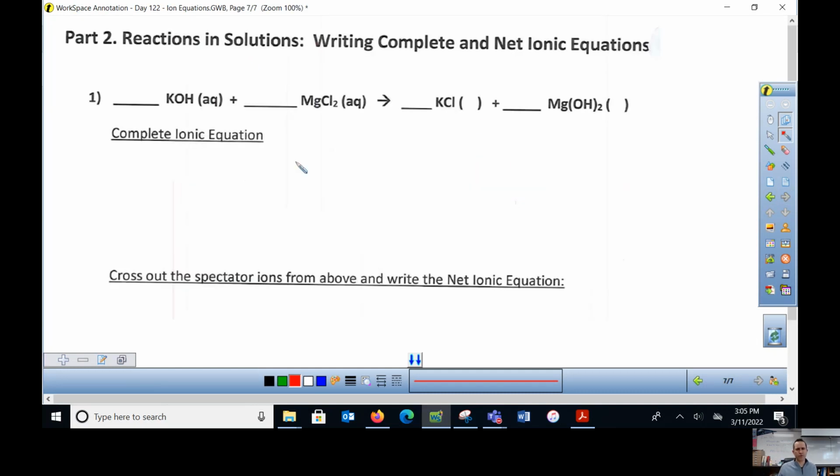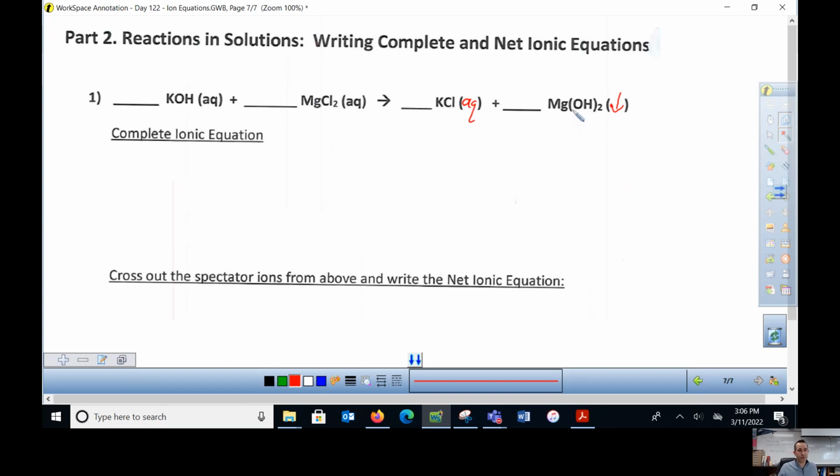For part 2, I already have the complete chemical equation written for us. So the first thing you need to do is look at your pink sheet and figure out which one of these products is going to be a precipitate. KCl is going to be aqueous. We can look that up on the pink sheet. And if you look up magnesium hydroxide, you would see S. So it's a solid, so that's a precipitate. So we put a down arrow there.